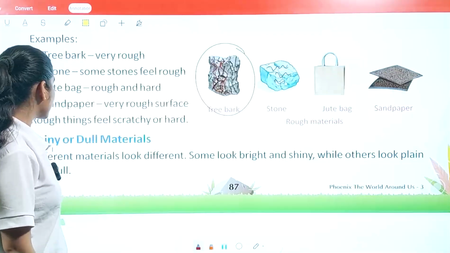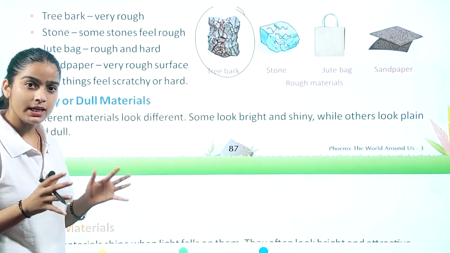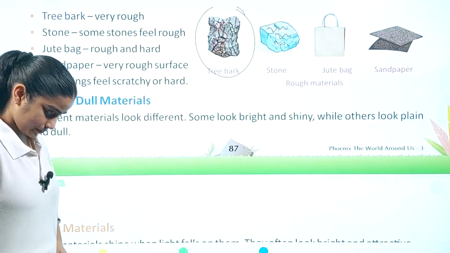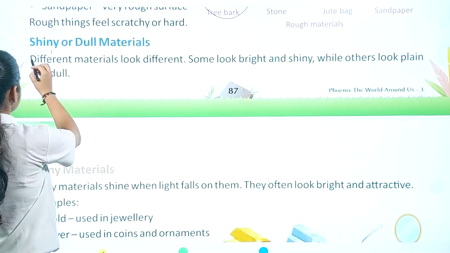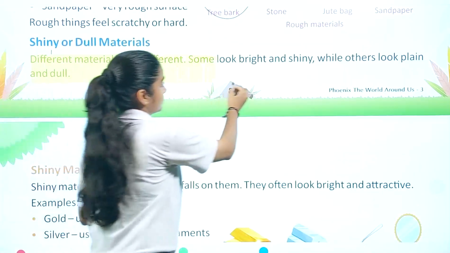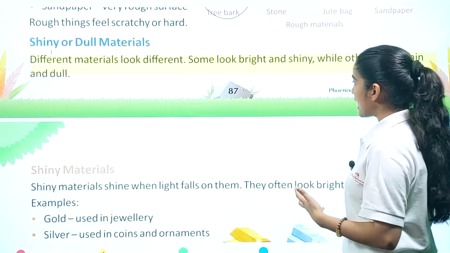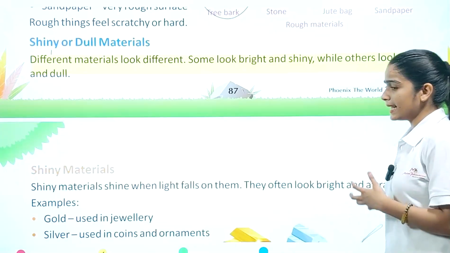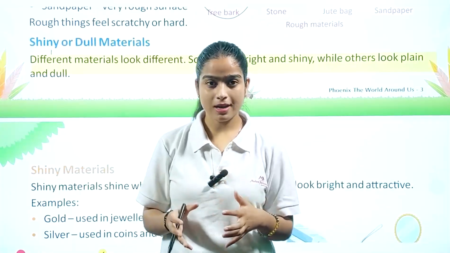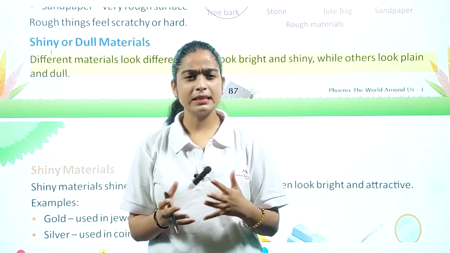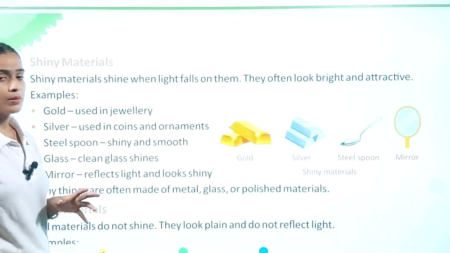Next we have shiny or dull material. Now we are going to classify our surrounding materials into shiny and dull materials. Different materials look different. Some look bright and shiny while others look plain and dull. So generally those materials which are shiny in nature are your shiny materials, and those which are dull in nature, by seeing them, are your dull materials. Now first we are going to learn about the shiny material.